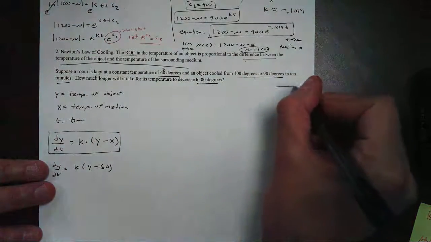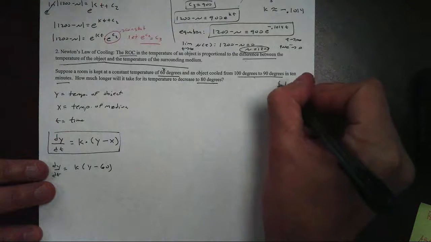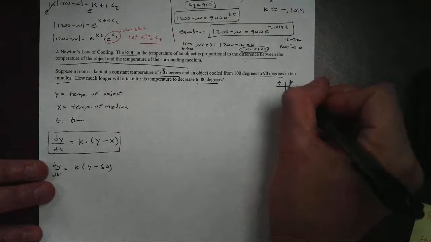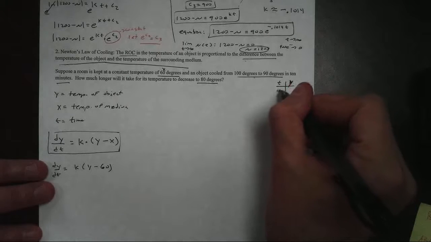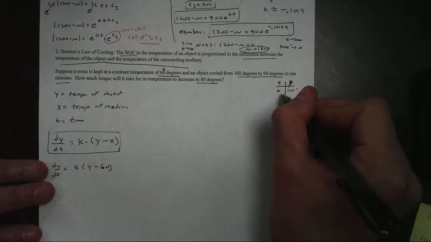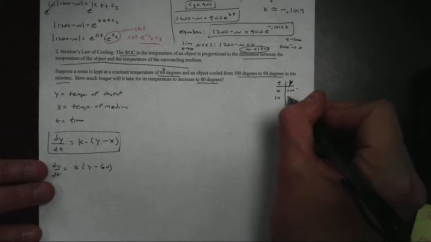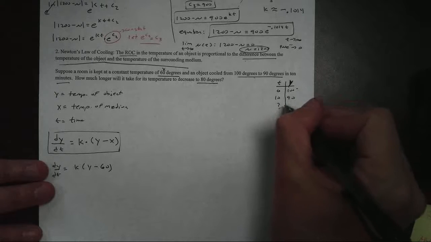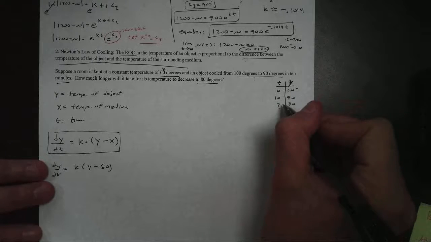So off to the side here, I'm going to write down some information. Time and temp, or y. So at time equals 0, I know the temperature is 100 degrees. 10 minutes later, I know it's 90 degrees. What we want to know is how long it will take for it to be 80 degrees.